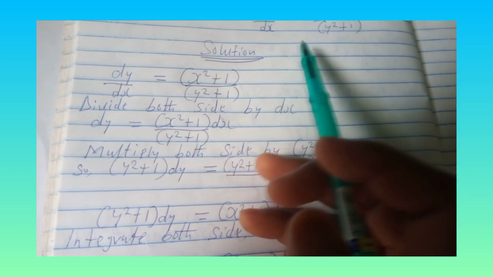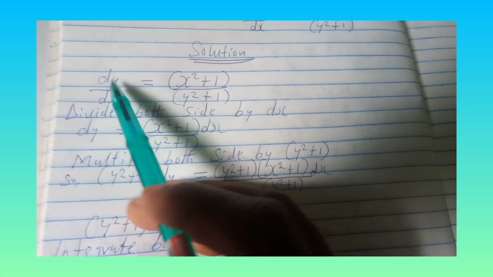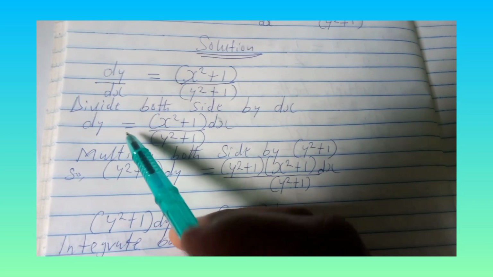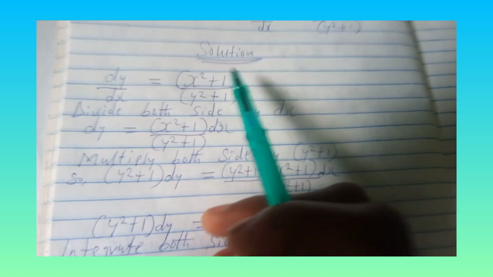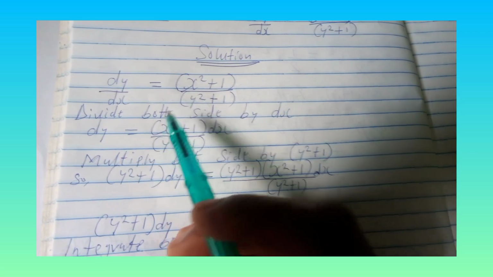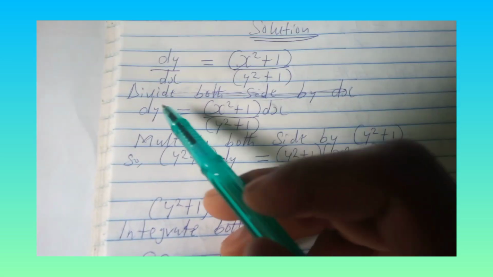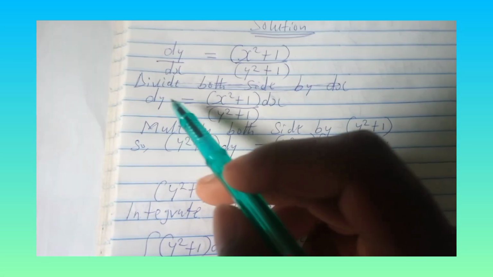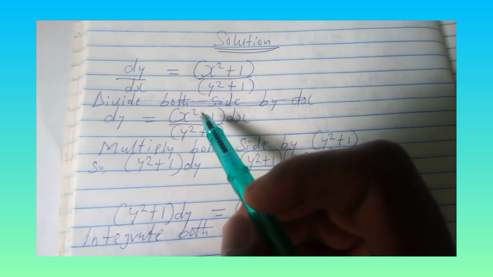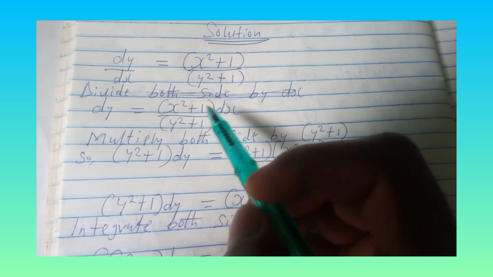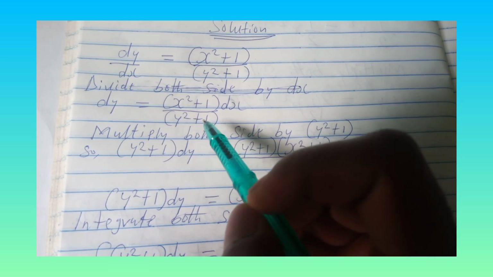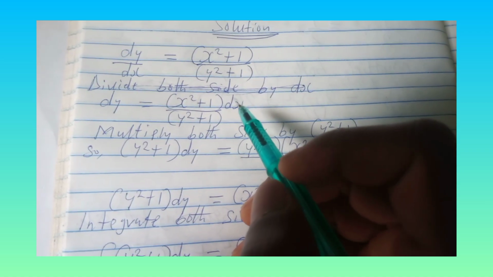So when we divide both sides by dx, we are left with dy equals what? This is multiplying, sorry. It's multiplying both sides by dx. When we cross multiply the dx here, we are going to have dy equals the bracket x squared plus 1 over y squared plus 1 that we have on the right hand side, multiplied by the dx here.